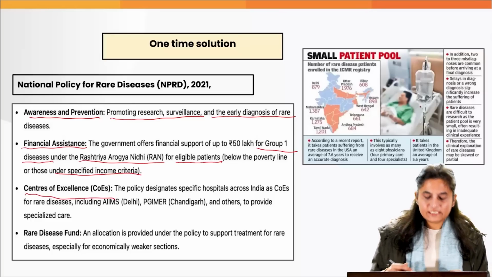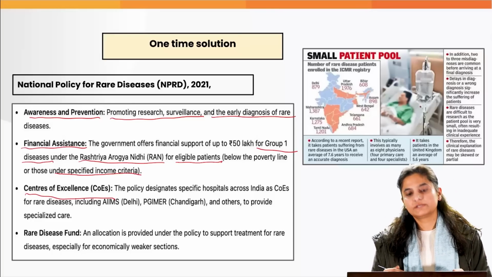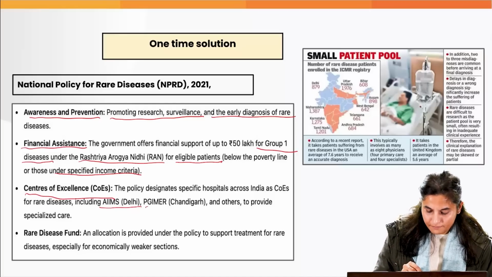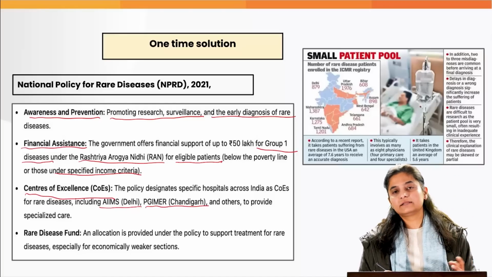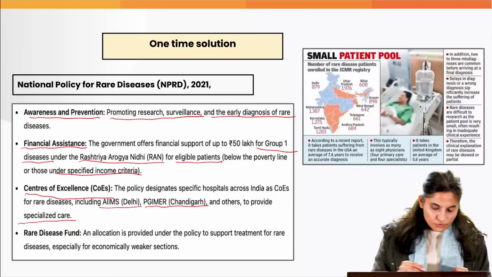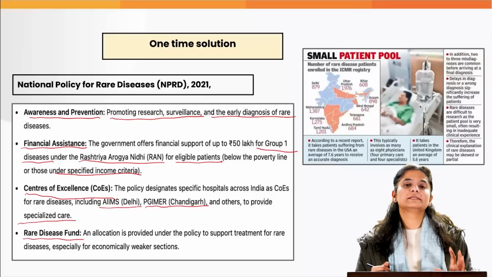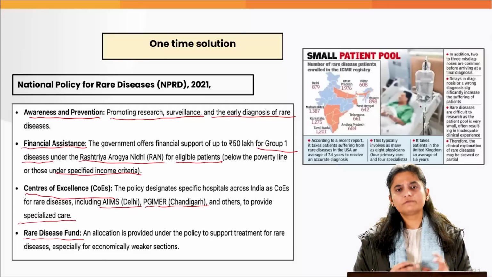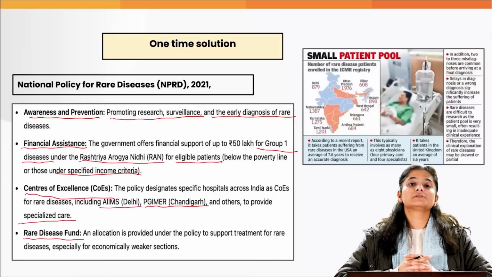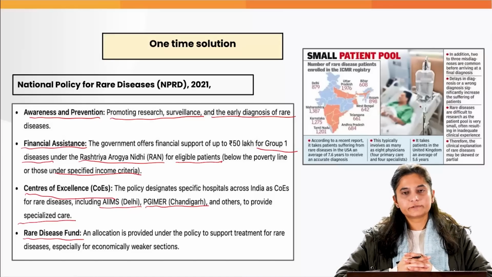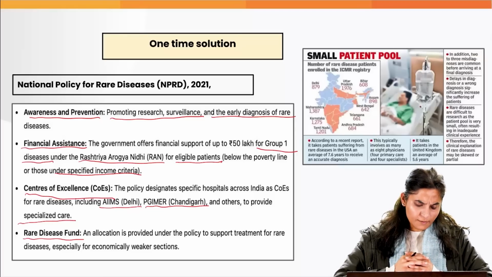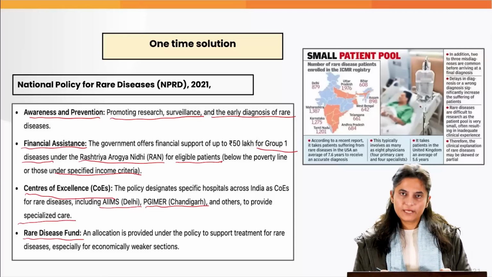Also, there are centers of excellence that have to be established under the policy, and they have named AIIMS Delhi, PGIMER Chandigarh and others to provide specialized care with regard to this disease. Also, there is a provision of a fund known as the Rare Disease Fund, so that all of these activities which require funds, infrastructure, and payments to the staff, the doctors and the human force working in the medical field, could be catered to and addressed.